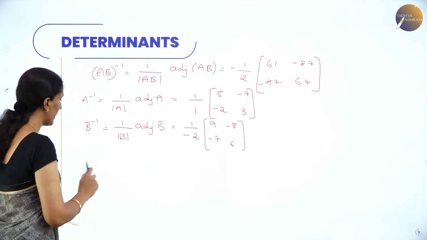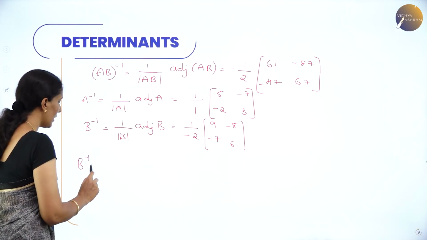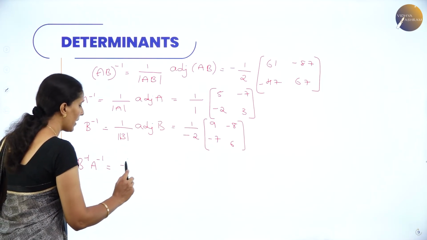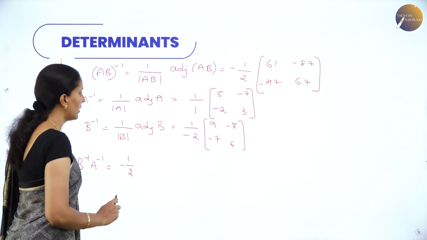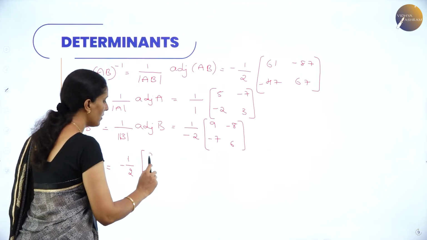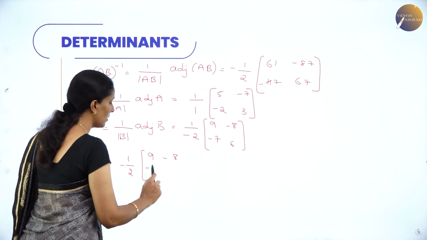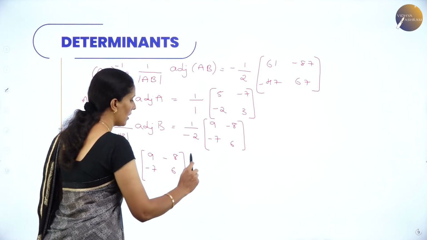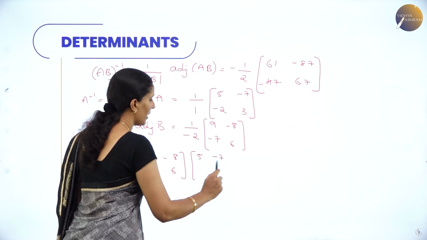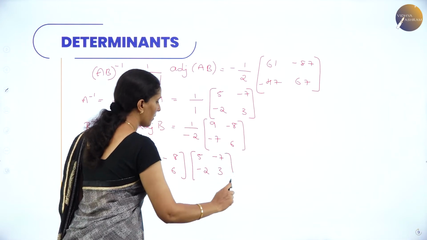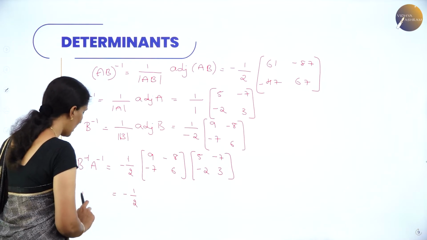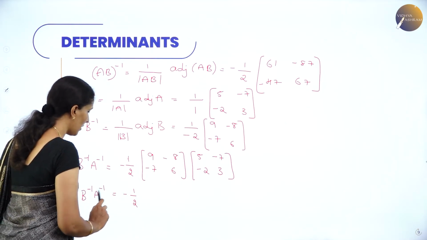So now let's see B inverse into A inverse. B inverse is minus 1 by 2 and here determinant A is 1 only, into, here we have 9, minus 8, minus 7, 6. And here it is 1 only. So 1 into anything is the same. 5 minus 7, minus 2, 3. Let's multiply this. So we have minus half outside and this is B inverse into A inverse.